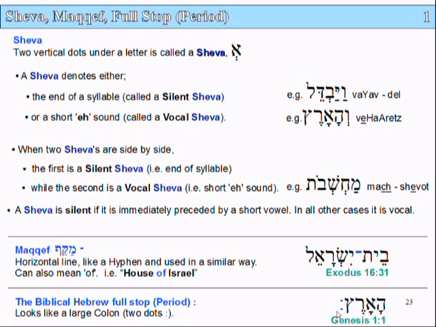In modern Hebrew, they just have a full stop at the end of each sentence, but in biblical Hebrew, they use these two colon-like dots at the end of the sentence. And that's all for the Sheva, Maqqef, and full stop sign, period.